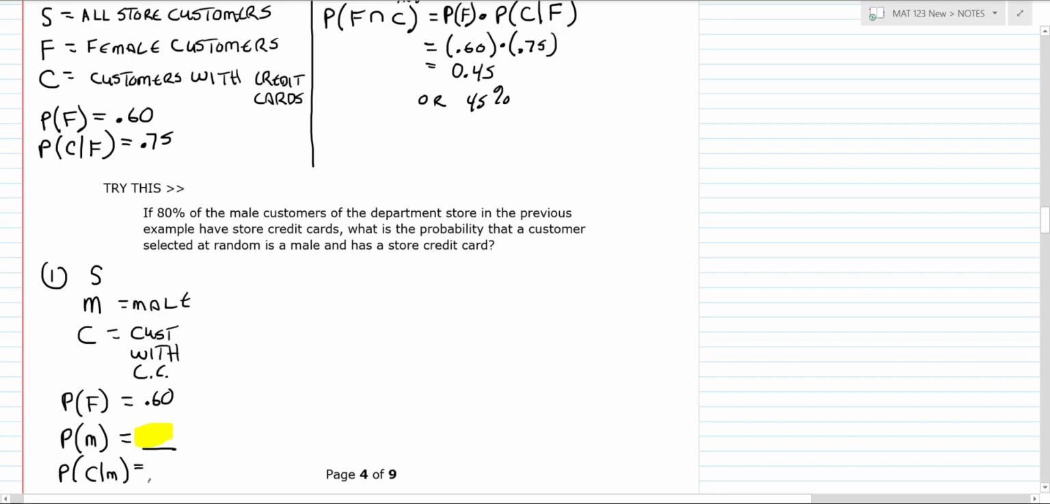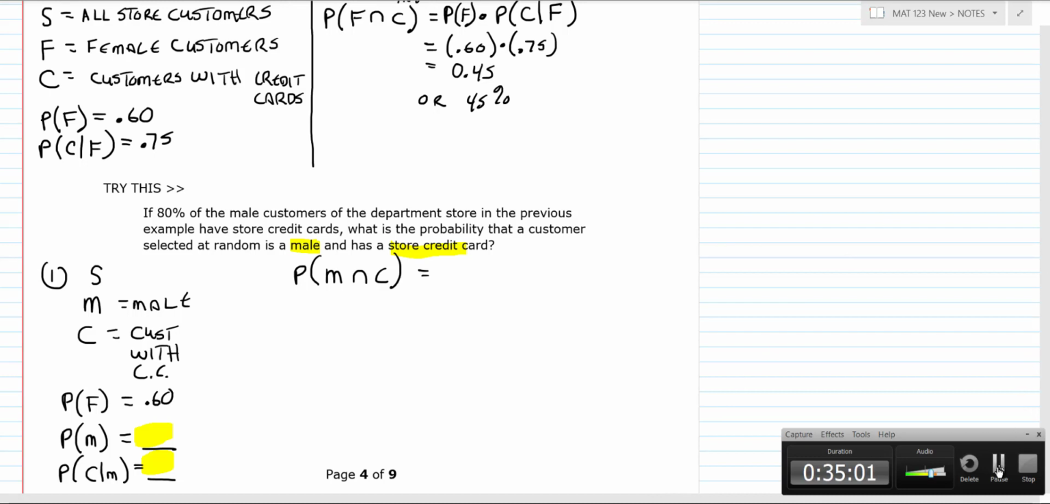And now you want to think about the formula. It says, what is the probability that it's a male and they have a credit card? So what you're looking for on this problem is the probability male and they have a credit card. You want to figure out how to put that together with those two given probabilities. Remember, it says 80% have credit cards. So if you can figure out these two probabilities, then you can put this together. Okay, I'll give you a few minutes to do that.